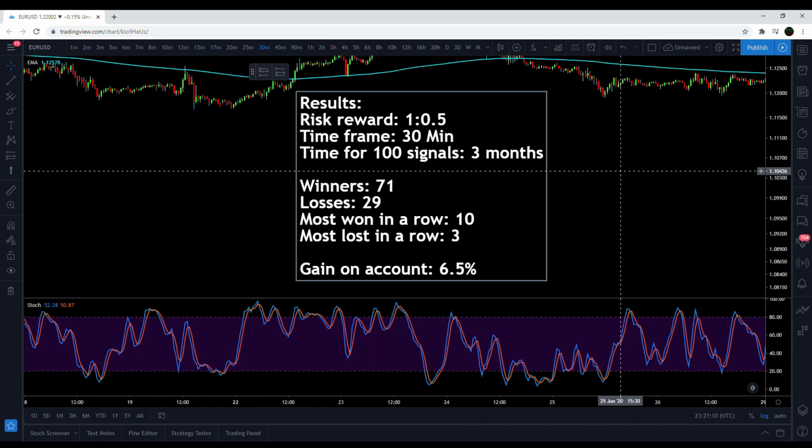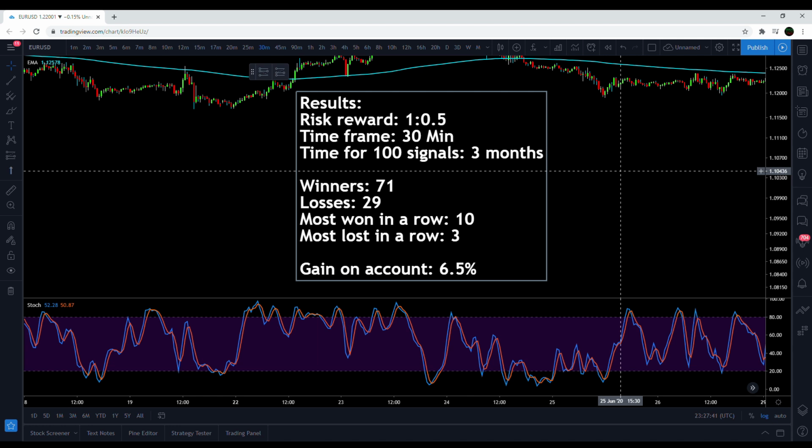All right, so the results are in after 100 back tests using a 1 to 0.5 risk reward ratio with the super simple stochastic strategy on the exact same set of price data as the 1 to 6 risk reward ratio test. And again, it was on the 30-minute time frame, 3 months of price data for the 100 signals. There were 71 winners and 29 losses, giving it a 71% win rate. So the most won in a row was 10 and the most lost in a row was 3.